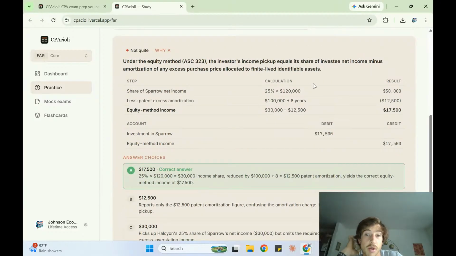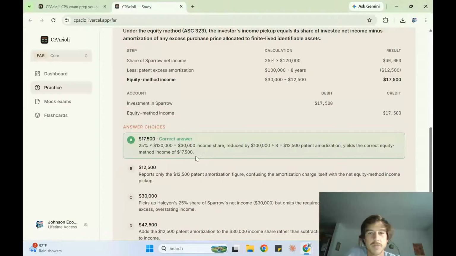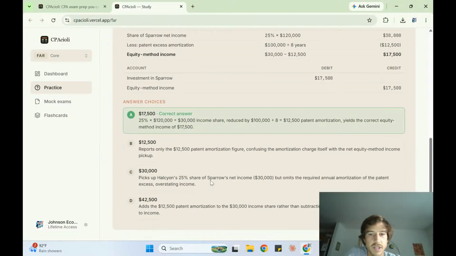So it's 30,000, but then less the patent excess amortization. Okay. So I forgot the amortization. If you subtract out the 100 divided by 8, which is 12.5, then you get 17.5. That's the answer. See here, it left out the amortization of the patent.